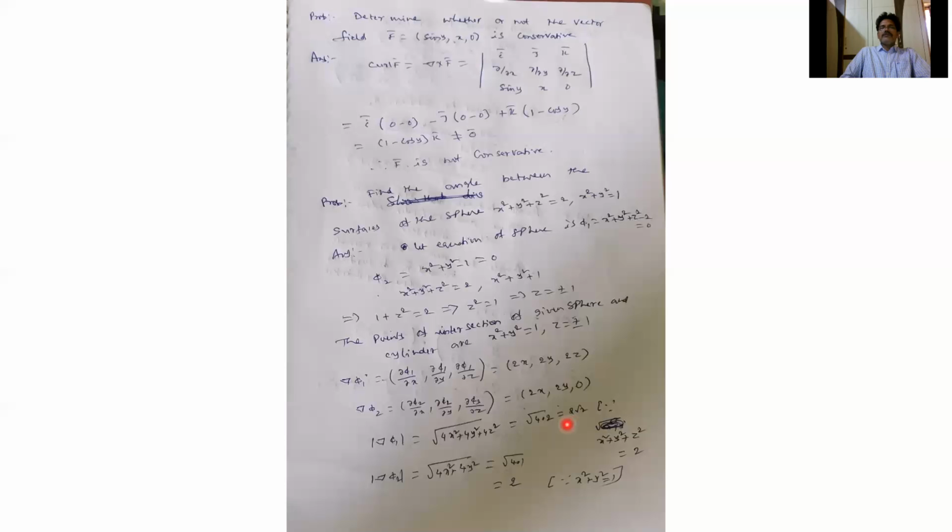Similarly, |∇φ₂| is the root of (2x)² + (2y)² + 0², that is the root of 4x² + 4y², that is 4 into (x² + y²), that is 4 into 1, that is 2. The question is to find the angle between the surfaces of the sphere and cylinder where they intersect, where x² + y² = 1. So |∇φ₂| = 2.